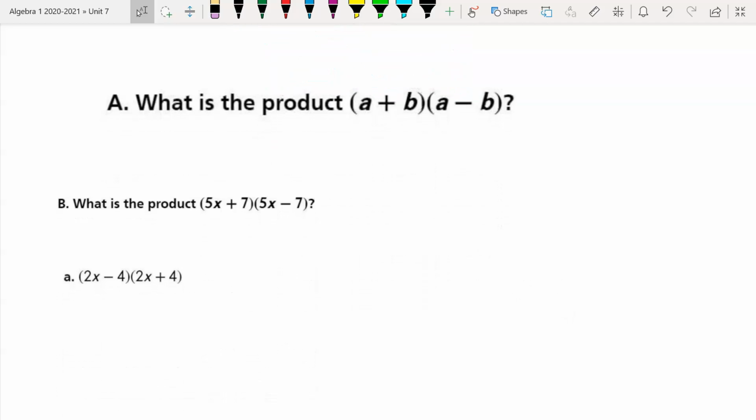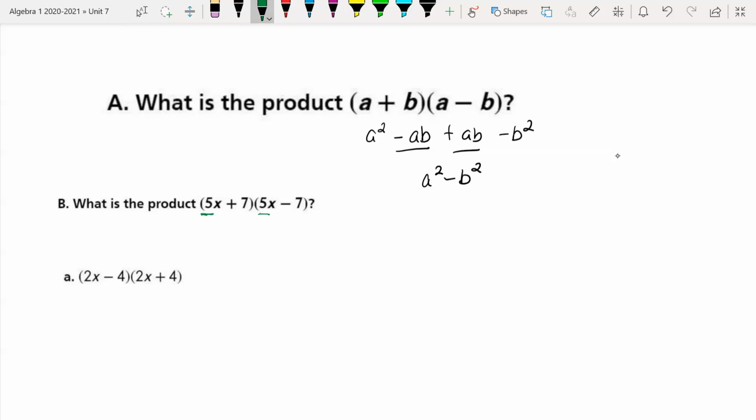Alright, so then it leads into one of our last special patterns. It says, what is the product of a plus b times a minus b? Well, if I FOIL, that would be a squared minus ab plus ab minus b squared. If we notice, the ab's are going to cancel, so I'm going to have a squared minus b squared. So really what it is, it's just the first term squared minus the second term squared.